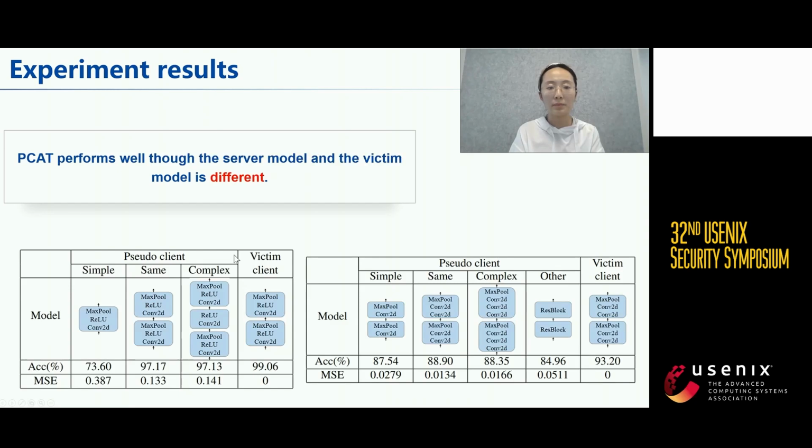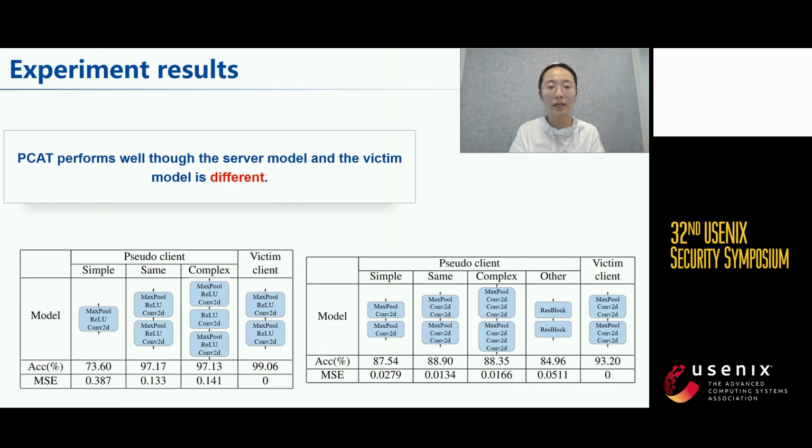We evaluate PCAT in cases where the structure of the pseudo-client model is simpler or more complex than the victim client model. Both tables show that a more complex pseudo-client model can achieve almost the same performance as the same structure does. Thus, knowledge of the victim client model structure is not necessary.